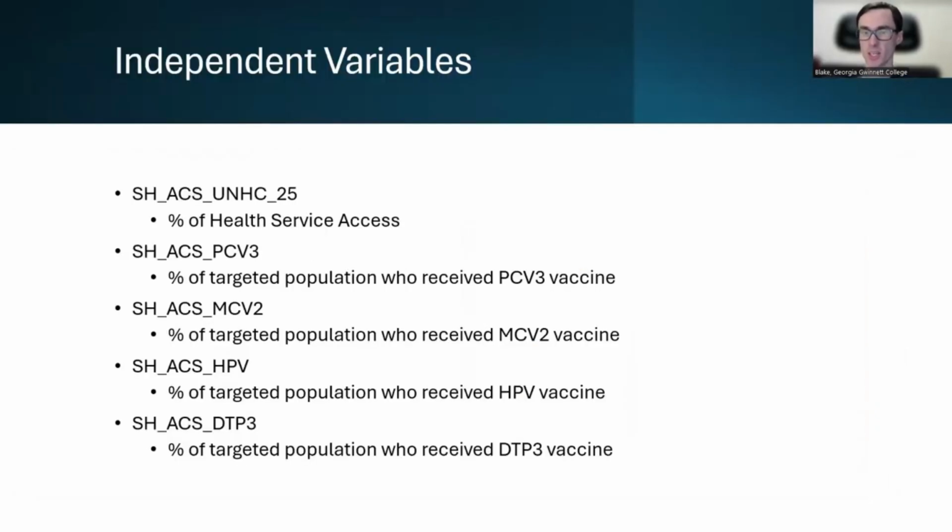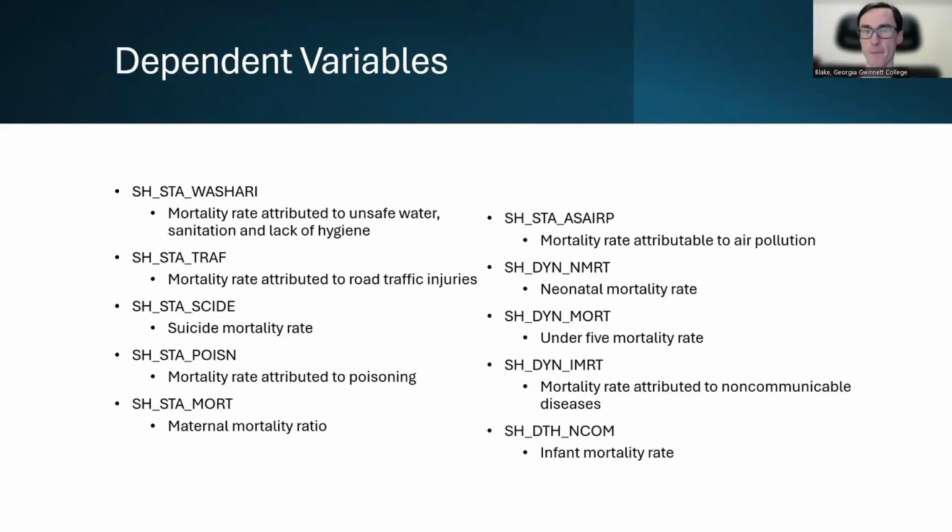To help answer these questions, we will use several data sets. These are all the independent variables we will be using in this presentation, and all of these variables look at the percent of health service access, and the remaining variables measure the percent of a targeted population that receives a specific vaccine. One variable looks at the percentage of health service access, and the rest look at a vaccination. These are all the dependent variables we will be using in this presentation, and all of these variables look at a certain mortality rate.